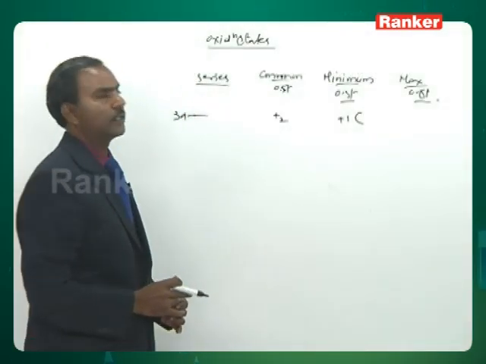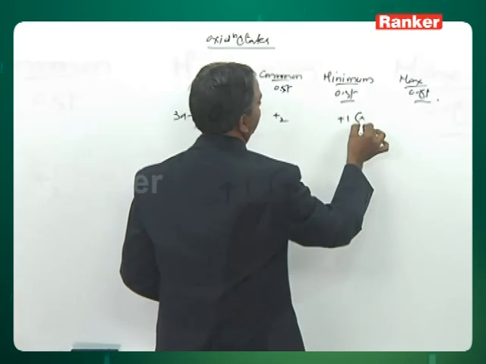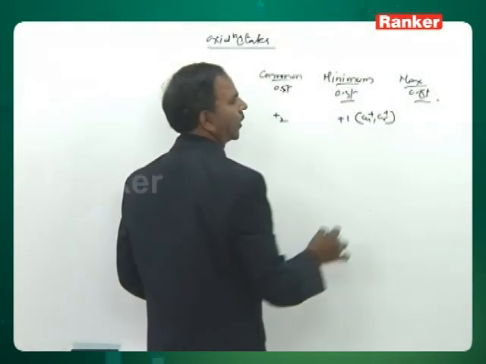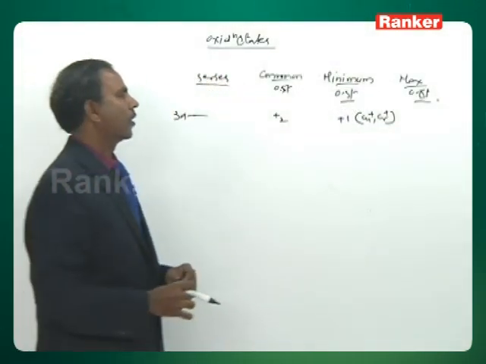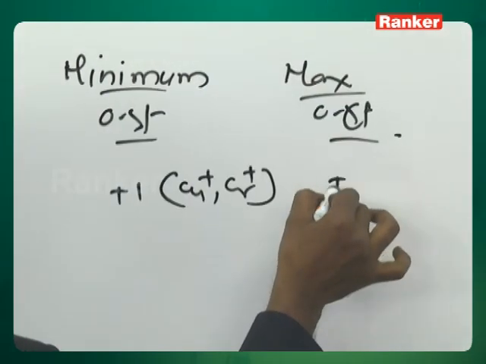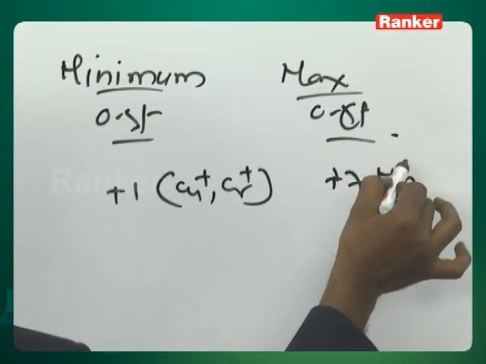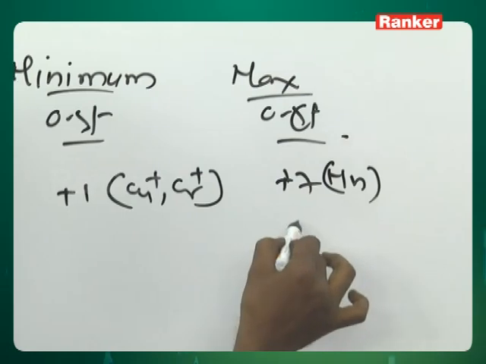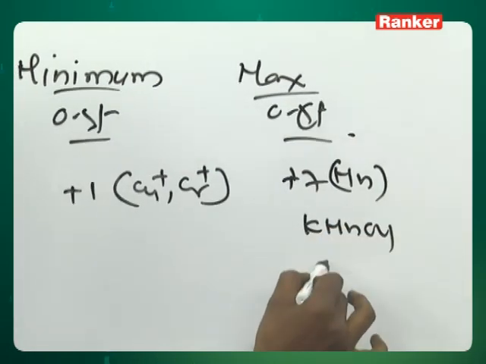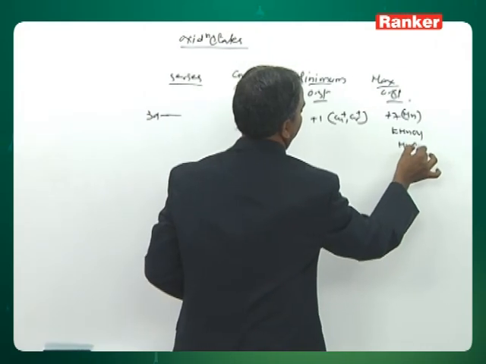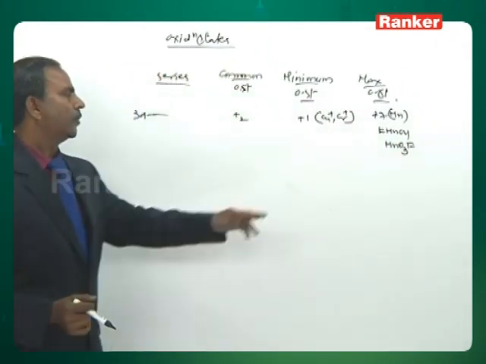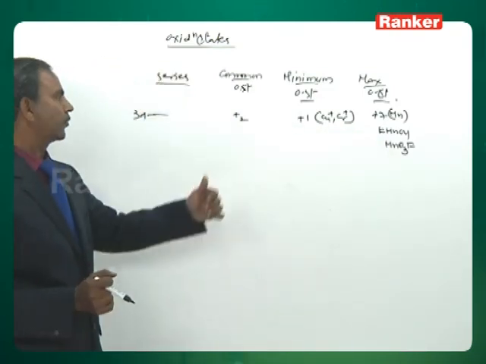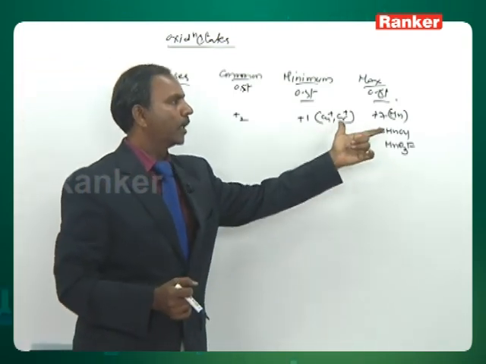Minimum oxidation state in the 3d series is generally exhibited by which element? You can take copper +1, and chromium also sometimes exhibits +1 oxidation state. Maximum oxidation state in the 3d series is exhibited by manganese, +7, in compounds like KMnO4 or MnO3F. In KMnO4 and MnO3F, manganese exhibits the maximum oxidation state. So, common, minimum and maximum oxidation states.